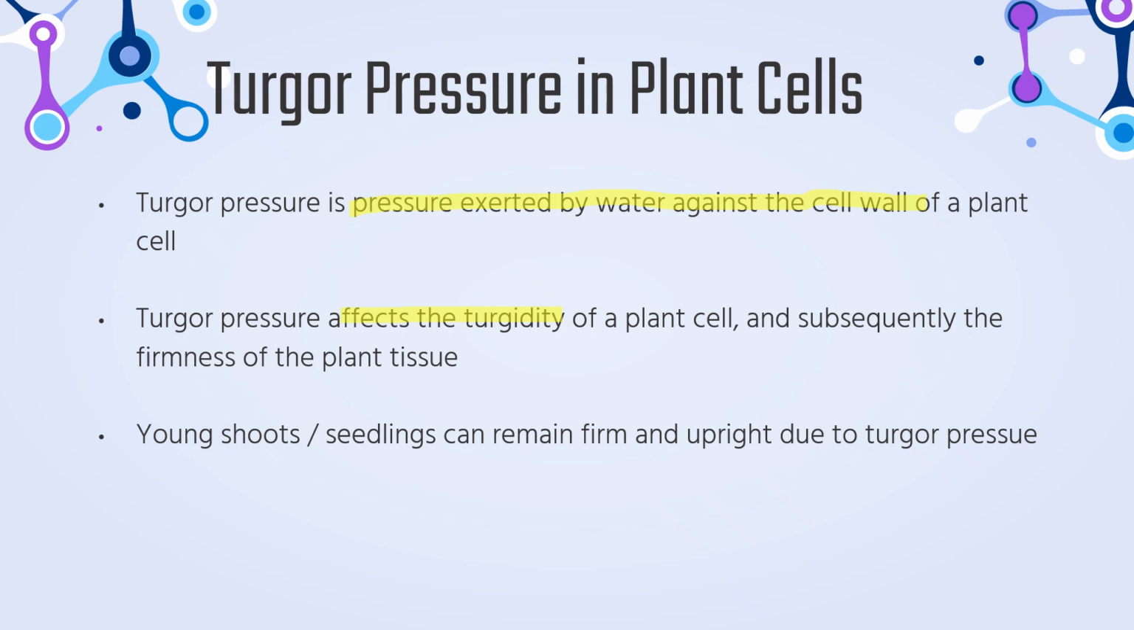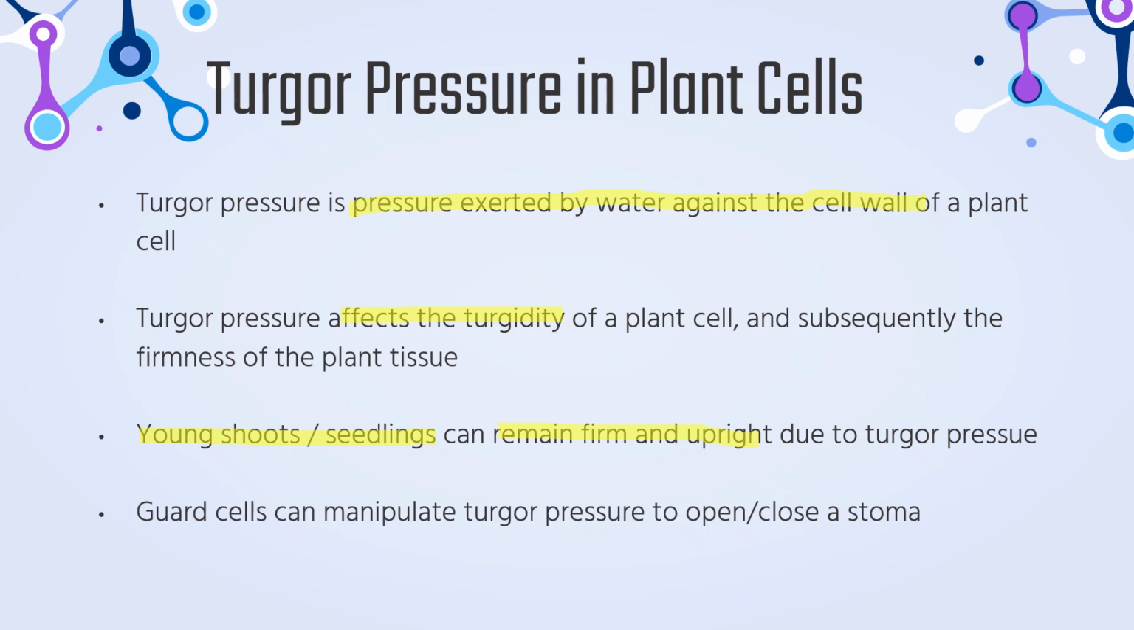Now this is very important in plant cells. We don't use turgor pressure to describe animal cells, because they will burst. But because plants have a cell wall, this turgor pressure is important in plants. One example is the young shoots or seedlings. Because plants have no skeleton to remain upright, by having a high turgor pressure, they can remain firm and upright when they are growing, so they can grow in an upward movement.